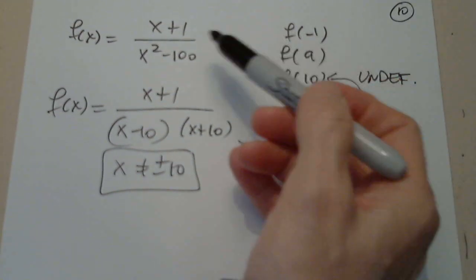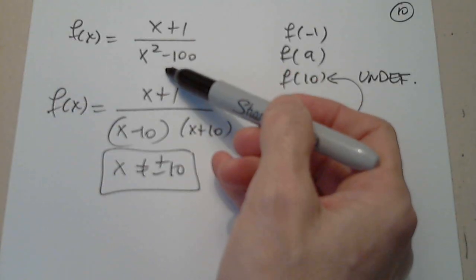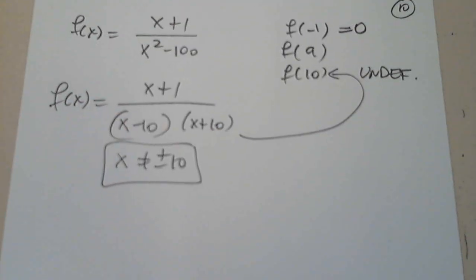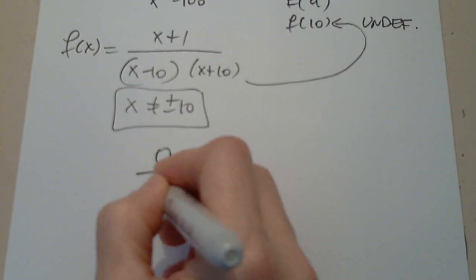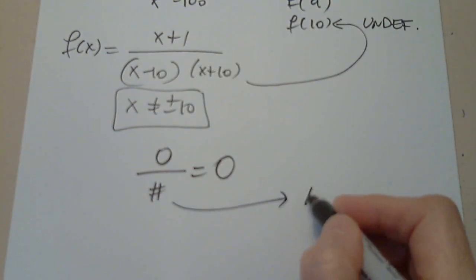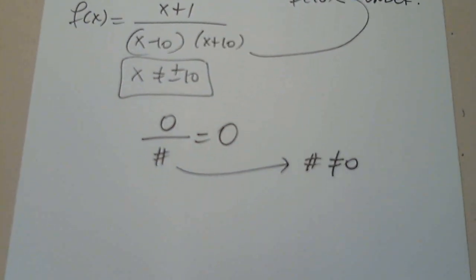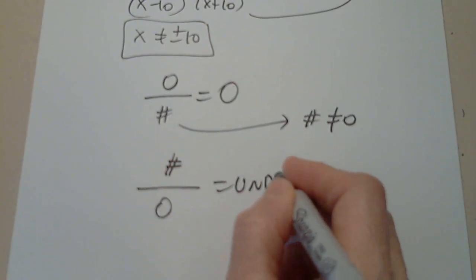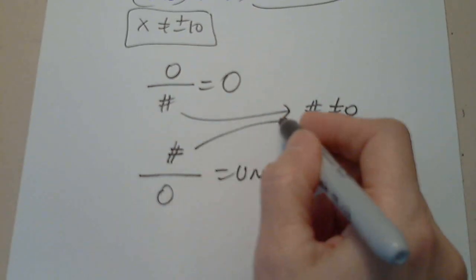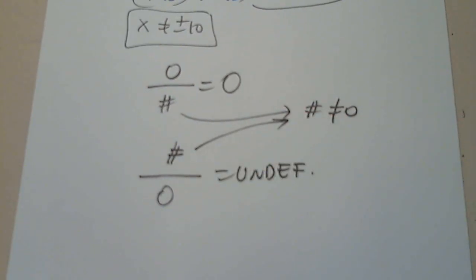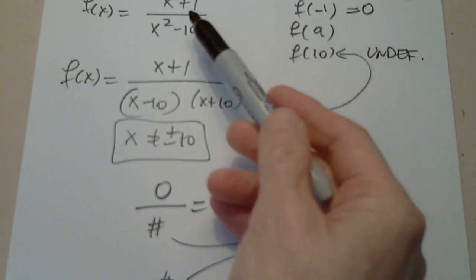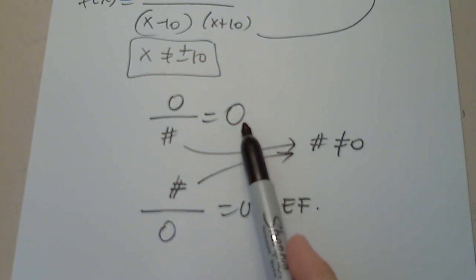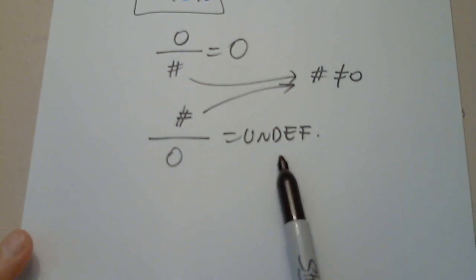For f of negative 1, the numerator is 0 and the denominator is whatever, but it's a number. So this is 0. So again, let's write here: 0 over a number, this is 0. This number is not 0. But if I have a number over 0, this is undefined. And this is not 0. So when the numerator is 0, the fraction is 0. When the denominator is 0, the fraction is undefined.